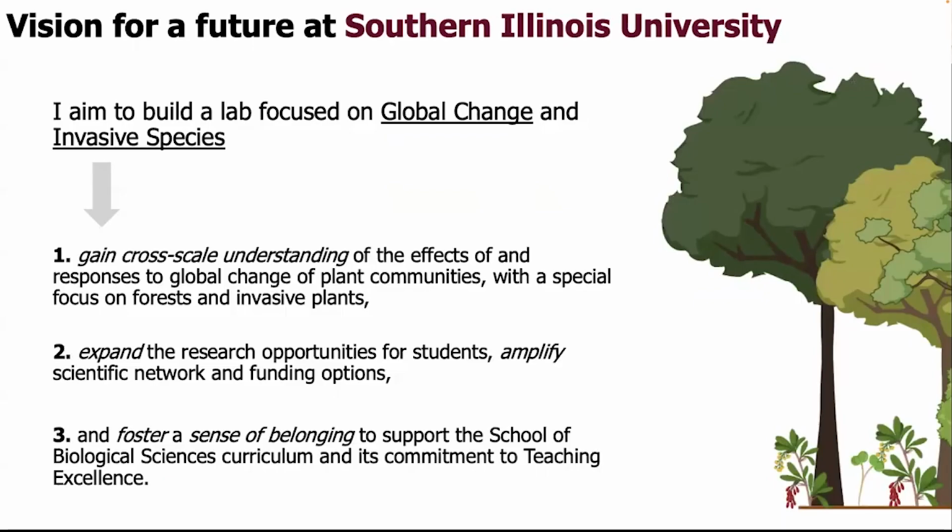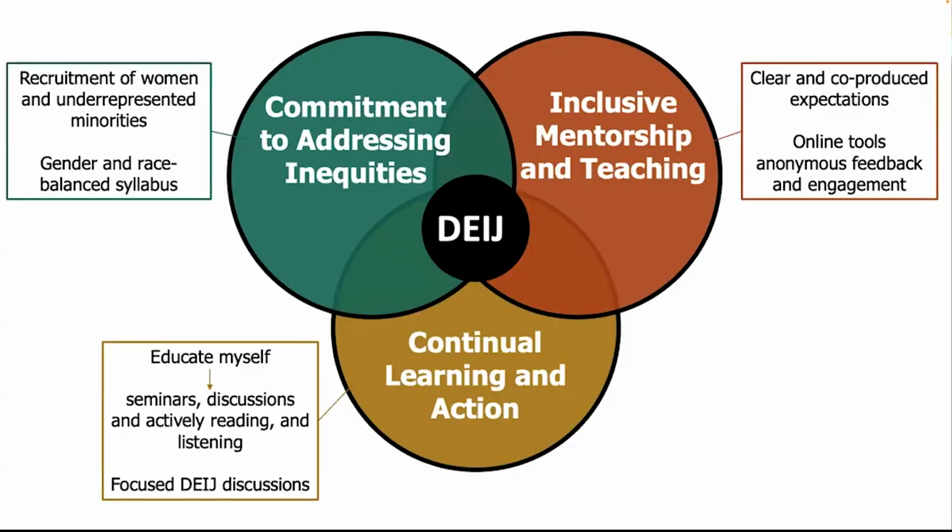And lastly, to foster a sense of belonging, to support the School of Biological Science curriculum and its commitment to teaching excellence. And I'm going to bring something up about DEI now, and I hope with all the different changes that we have had, it's all good with you all, because I debated a lot whether I should bring this up or not. But I want to, because I think this is the root of who I am. I am a first generation student. English is not my first language, but I came all the way, and I am here now showing you all my research and my plans to move forward. And this is part of who I am.